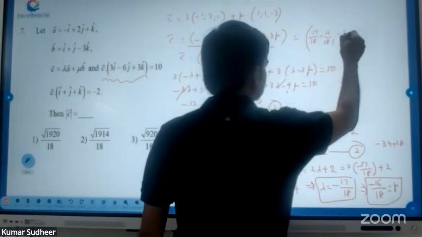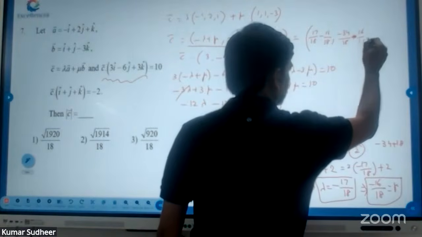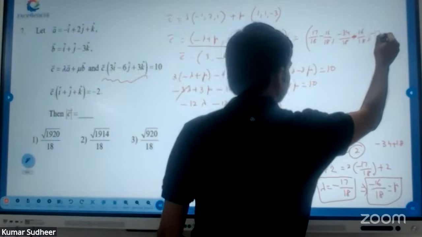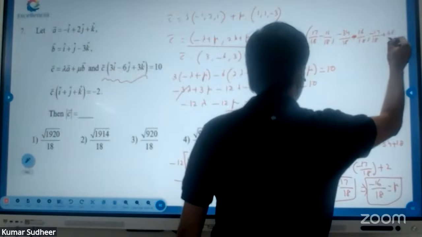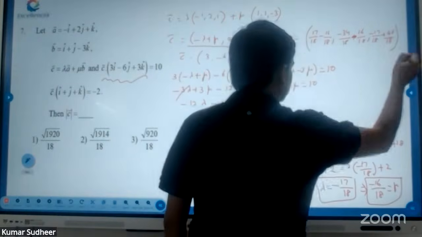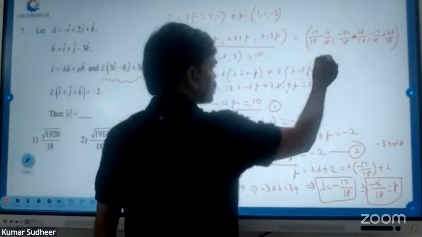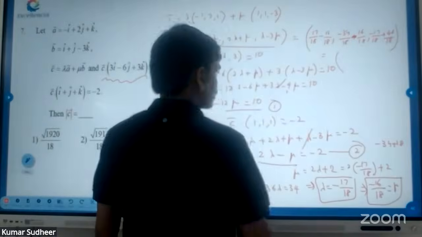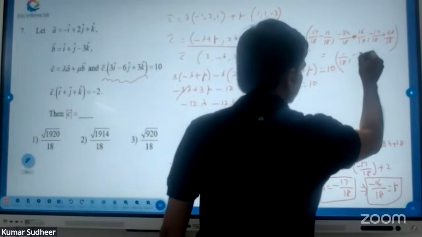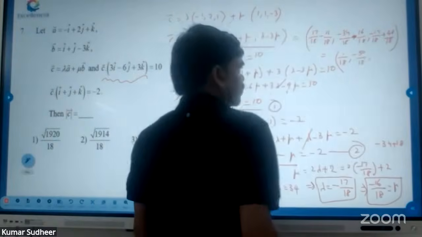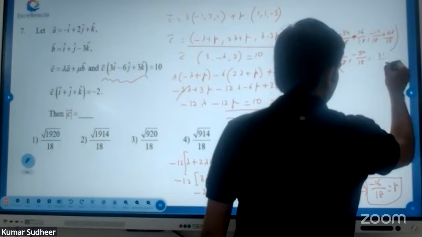2 lambda minus 34 by 18 plus minus 16 by 18. Again, lambda minus 17 by 18 minus 3, so it is plus 48 by 18. Now, if we simplify mod C, we can find the answer for the question. So this is equal to this. How much is mu? It is 16. So 1 by 18, so minus 50 by 18. Again, it is nothing but 31 by 18.